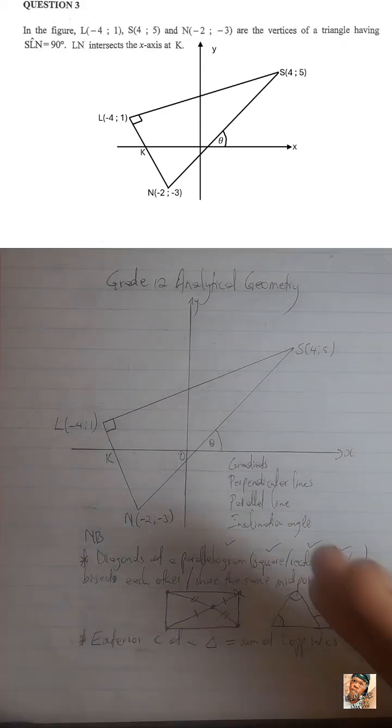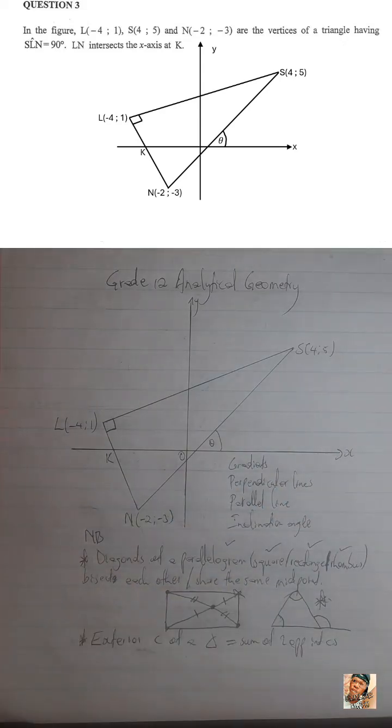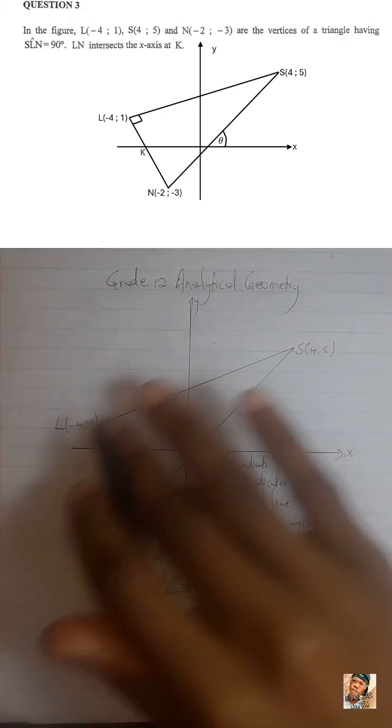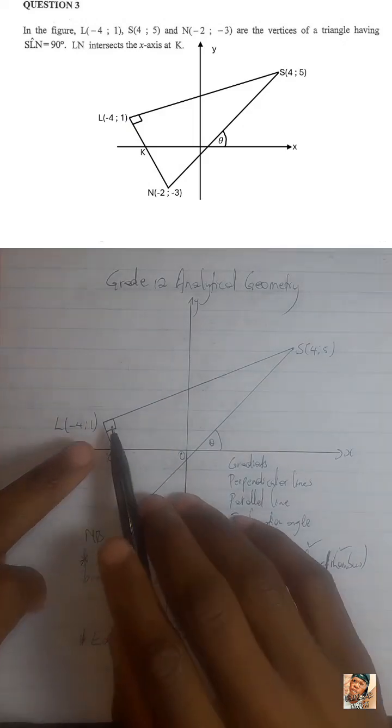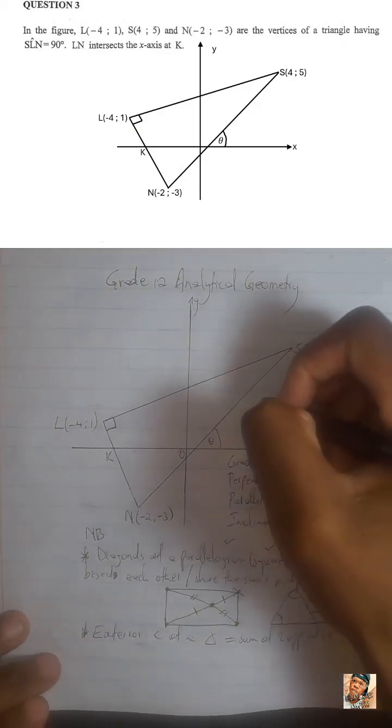This was me just pointing out the things that are important for us to take note of when it comes to this question. So let us do the analysis. With the analysis, we have this triangle here, LNS. We can see that this triangle is right angled. The fact that it is right angled means that we can determine its area.